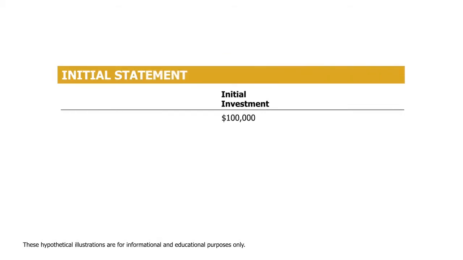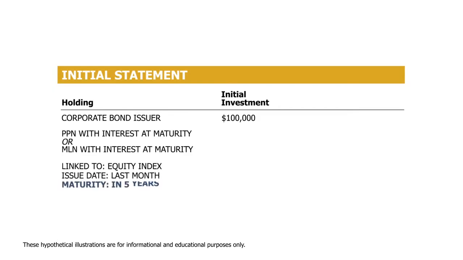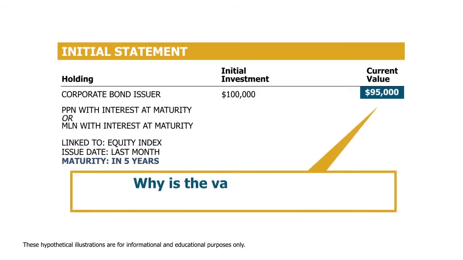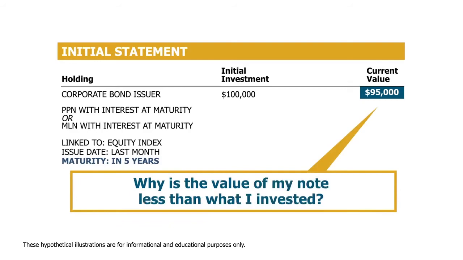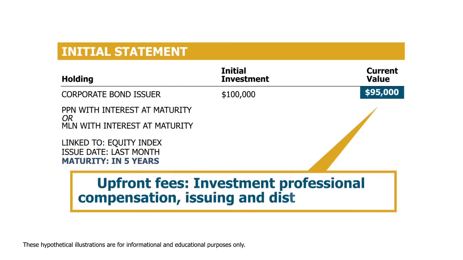Say you invested $100,000 in a market-linked note, or possibly a principal-protected note linked to an equity index. Let's also assume the value on the initial statement shows $95,000. When you see that initial statement, you may wonder, why is the value of my note less than what I invested? Most likely, the initial statement will be lower than the amount invested. This could be due to multiple factors, including upfront fees relating to compensation and issuing and distribution fees.